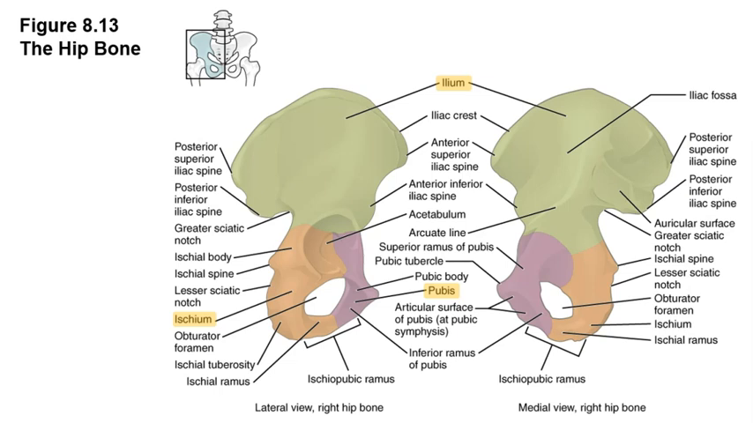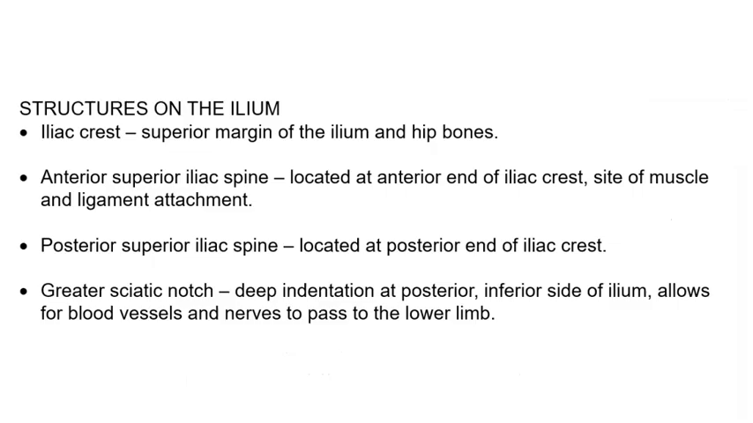Our main focus will be the lateral view. From here, we can see all three major regions of the hip. The ilium is the superior region, the ischium forms the inferior and posterior region, while the pubis forms the inferior and anterior region. The ilium is the largest of the regions of the hip bone and the region that is located superiorly. There are a few structures of interest on it that we will examine.